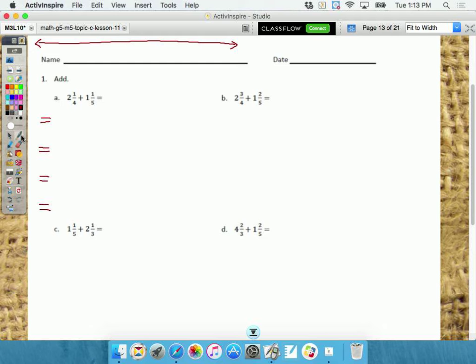So for adding mixed numbers, the best strategy is to move things around in an order that makes more sense. So what did we decide we'd like to do first yesterday? Add the whole numbers. Okay. So 2 plus 1, and then add the fractions.